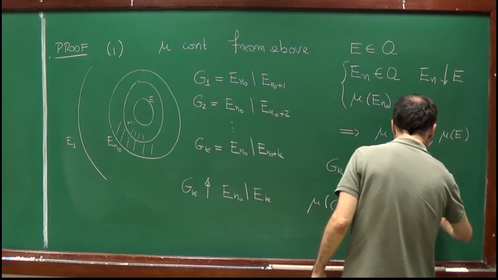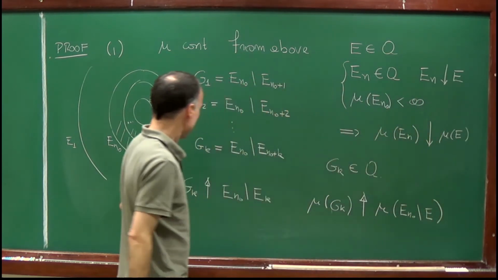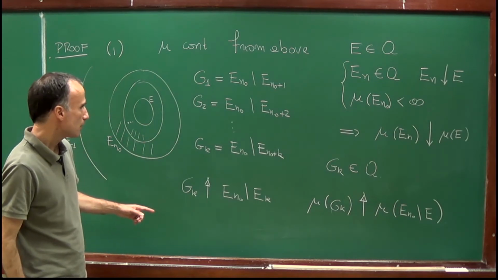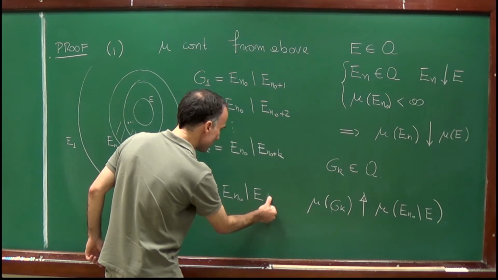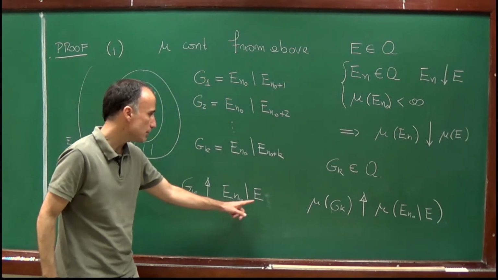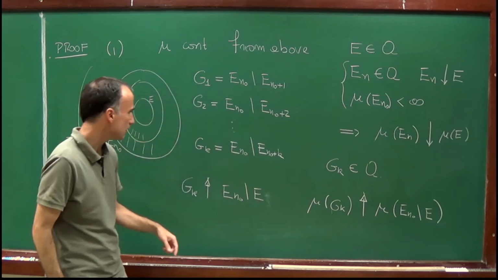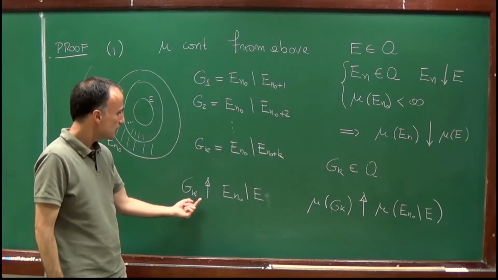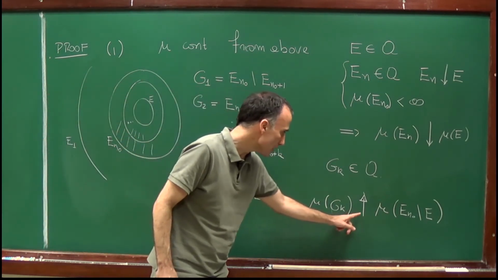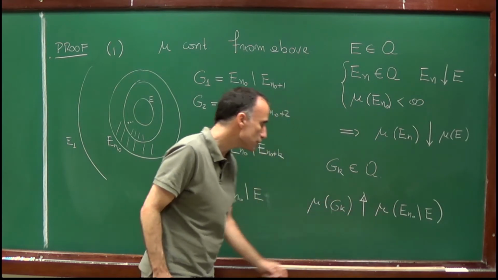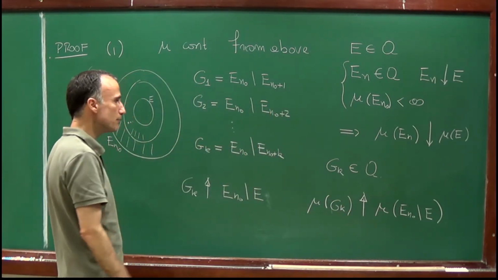minus E. Right? I'm sorry, here it's Gk, it's increasing to En0 minus E. So there was a mistake here, I wrote K, but it's E, right? This sequence Gk is increasing to this set. So we have that mu of Gk, by the first part of the proof, converges to the measure of En0 minus E.